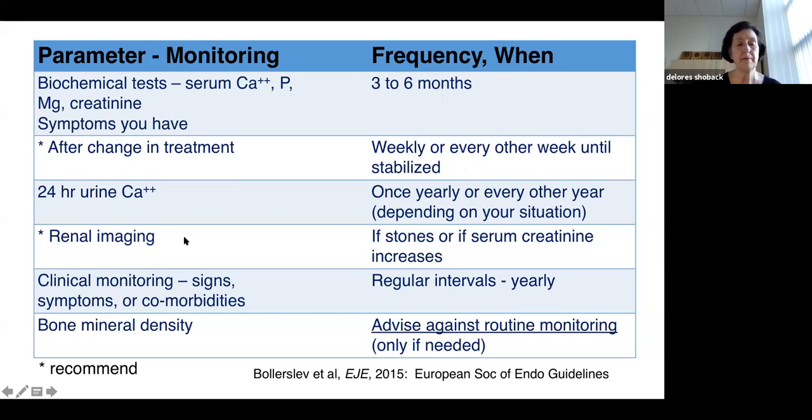Imaging of the kidney, if you've got stones or if the serum creatinine, the measure of kidney function, increases, which means kidney function worsens. Clinical monitoring signs, symptoms regularly, okay? Check, that's what we call a checkup. How are you doing? What's going on? Bone mineral density, I've already said, that's the DEXA scan. We don't need to do that routinely, only if it's needed.